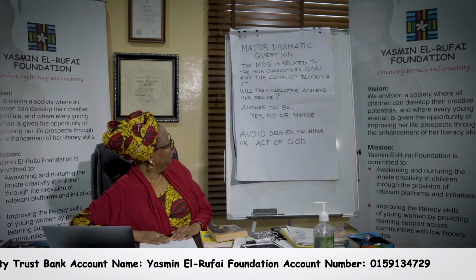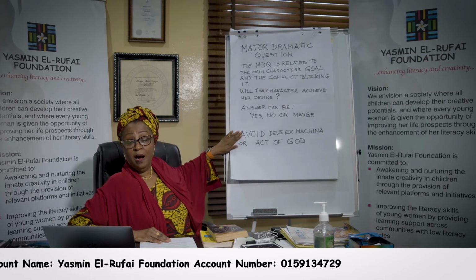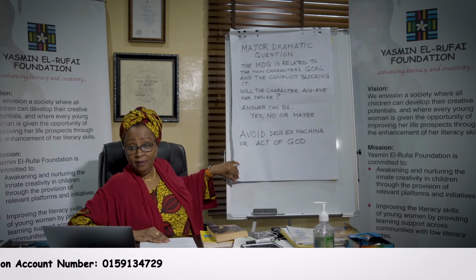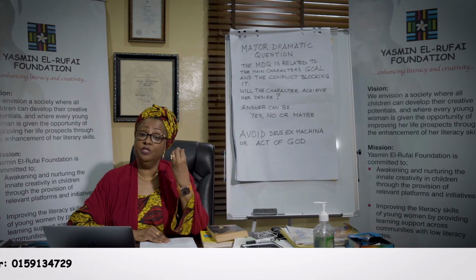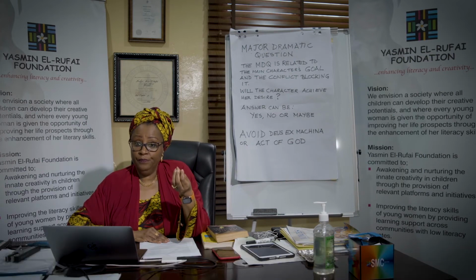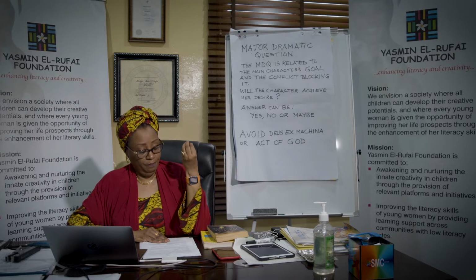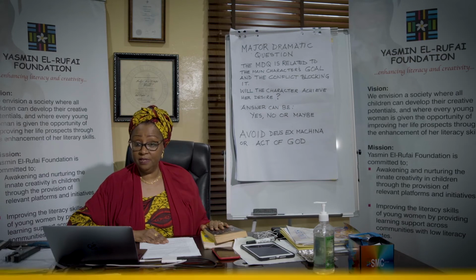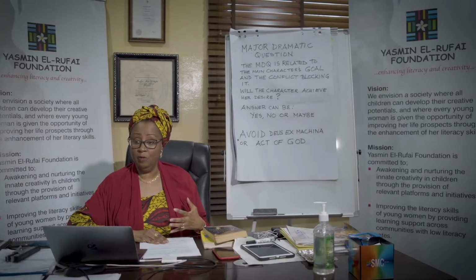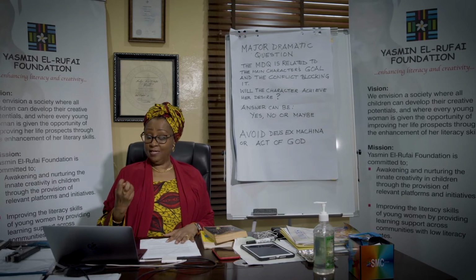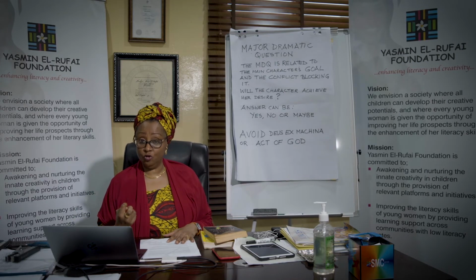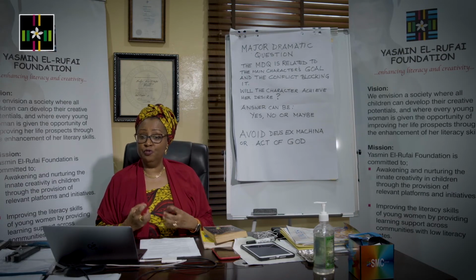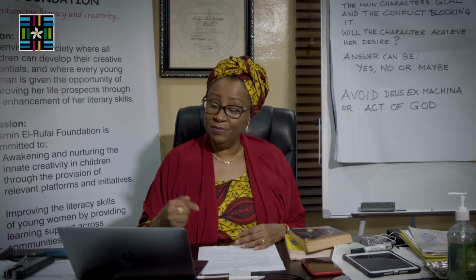Then the other thing is you must always avoid what is known as deus ex machina, which means an act of God to resolve your conflicts. For instance, giving an example still of Kambili in Purple Hibiscus, she is desirous of having her freedom. And the major antagonist to that is her own father, who is very controlling. Now, you have to resolve these issues from the actions of the characters themselves.